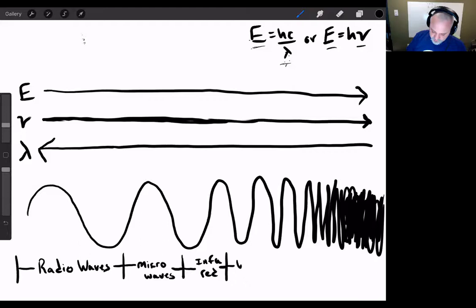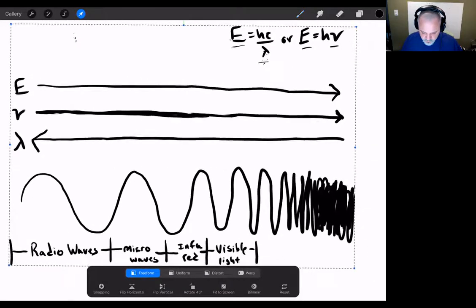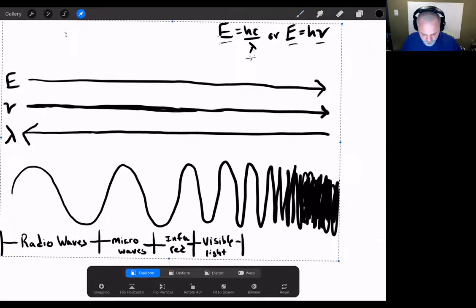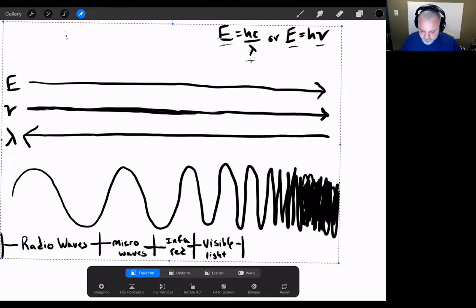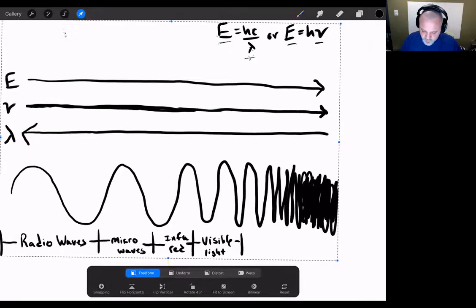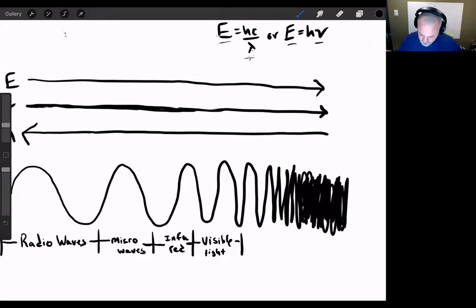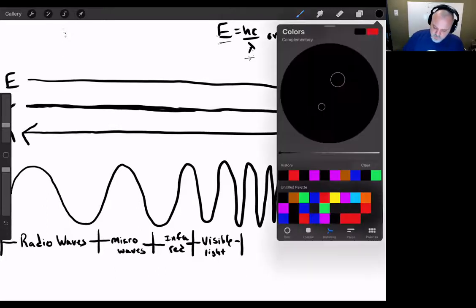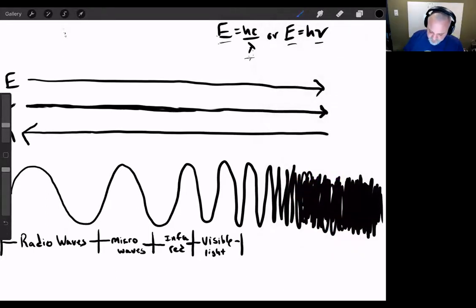What comes here is visible light. And what I want to do is draw a picture of this visible light so that you'll remember what colors are which. Well, let me do this next piece. The next highest energy is ultraviolet.